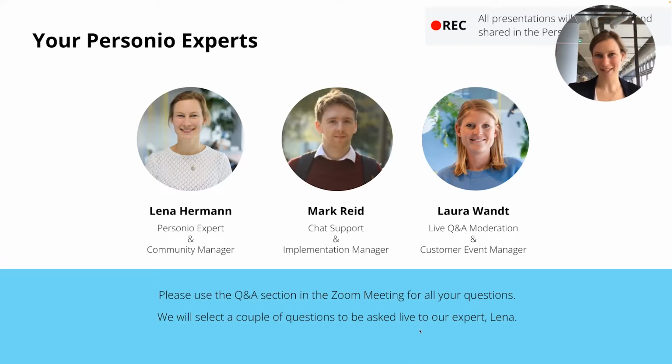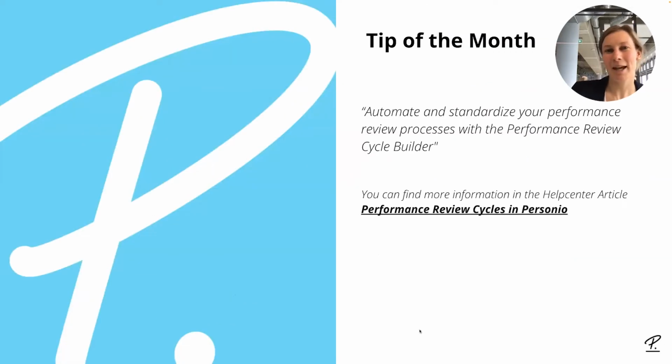Before we have a look at the agenda, the tip of the month this month is regarding performance again. It is about the performance cycle builder. Those of you who are not using it yet or who do not know much about it, it's worth checking out the Help Center article, Performance Review Cycles in Personio. It gives you a good overview of what you can do and how you do it, and therefore you can automate and standardize your performance processes, so that your employees also profit from it very well.